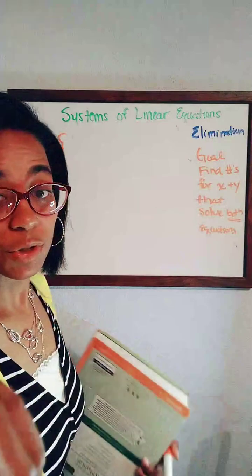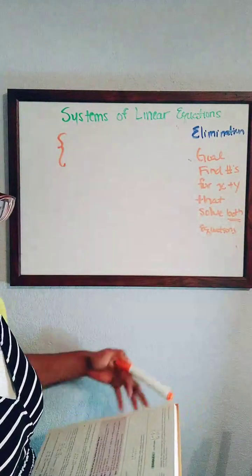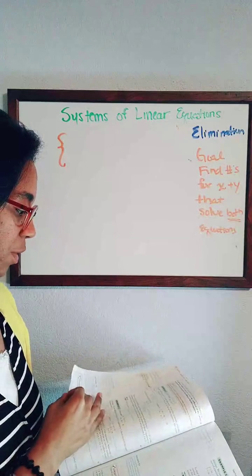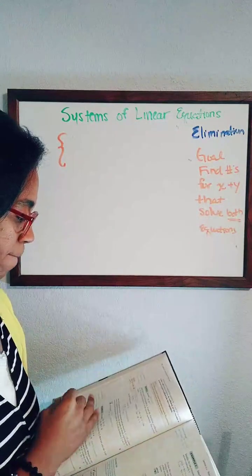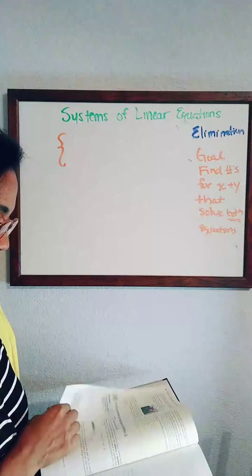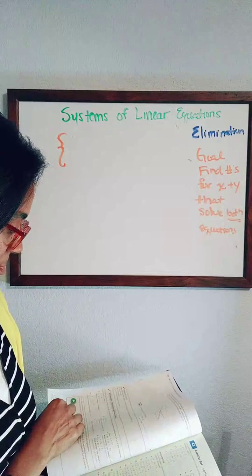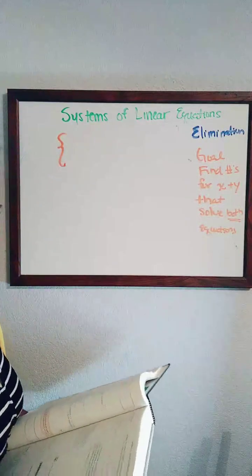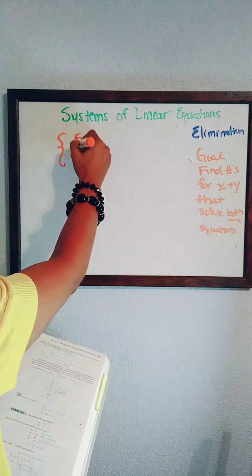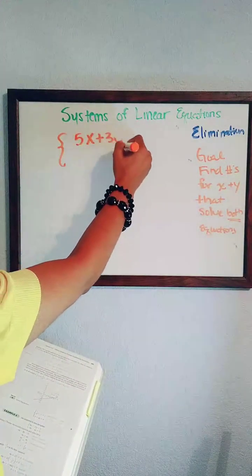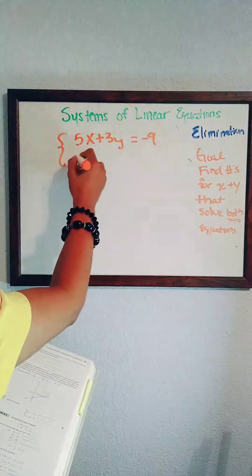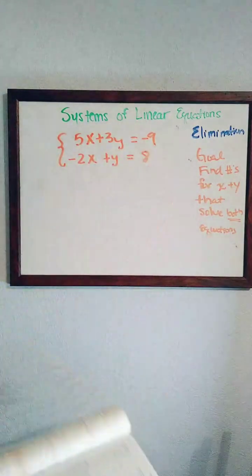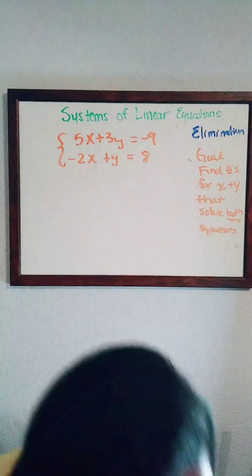So I'm going to give you one, and I want you to do the substitution method, and I'm going to do the elimination method, okay? So let's find one. All right, so do this one using the substitution method. Okay, so you're gonna do this one and I'm gonna do the other one. Okay?